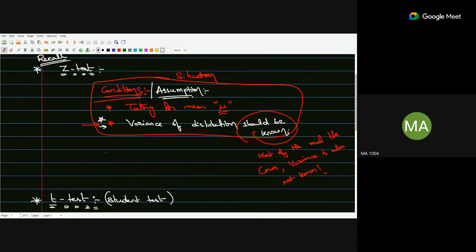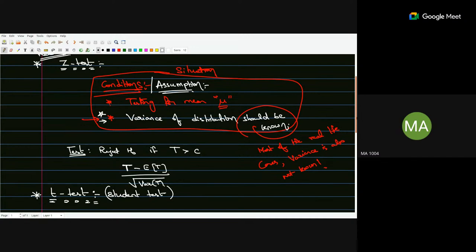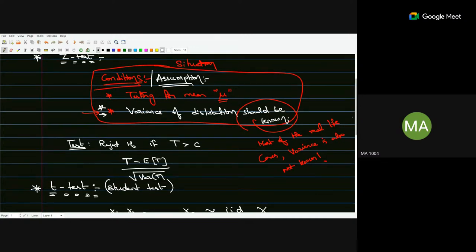So here, let me talk about what we do. In order to compute the significance level or beta or any probabilities of errors, we will be designing some test. We say I will reject the null if my test statistic is greater than some c. Then in order to compute alpha, what will I do? I will convert this to T minus expected value of T divided by square root of variance of T. This is what we use, right? And this will follow normal 0-1.